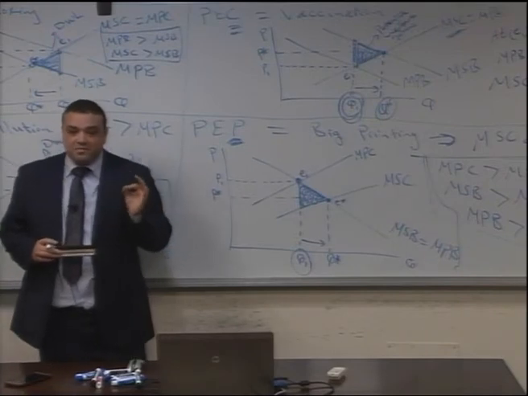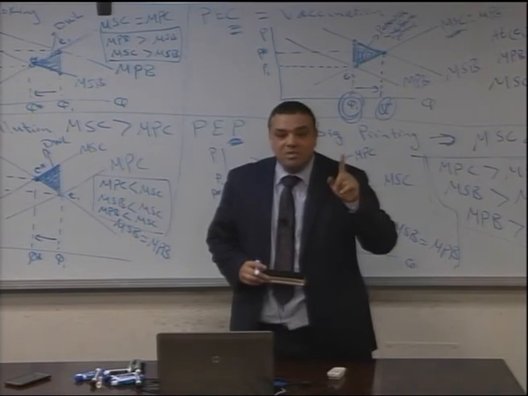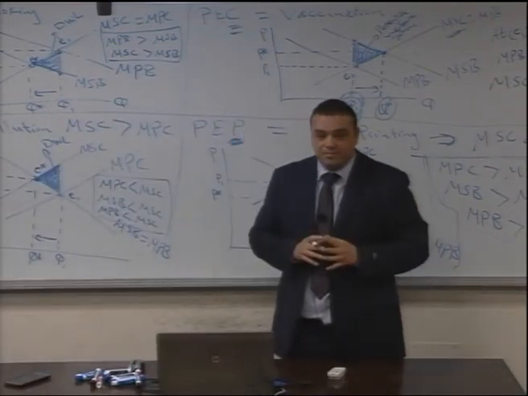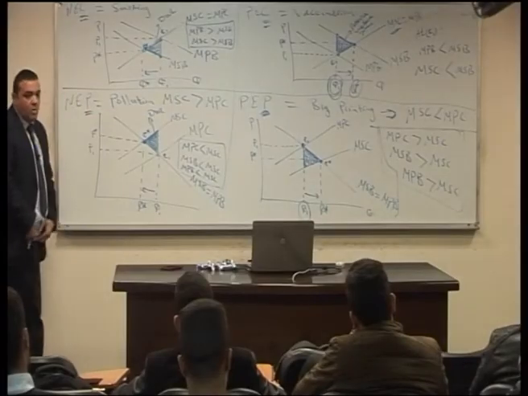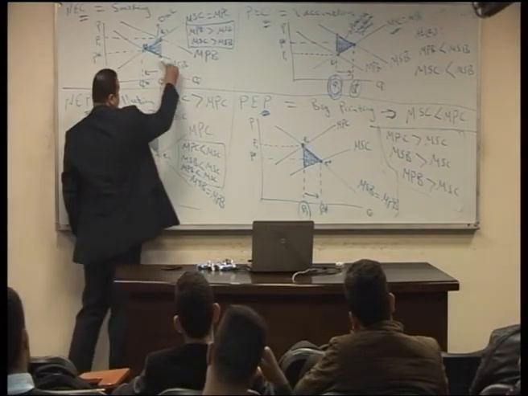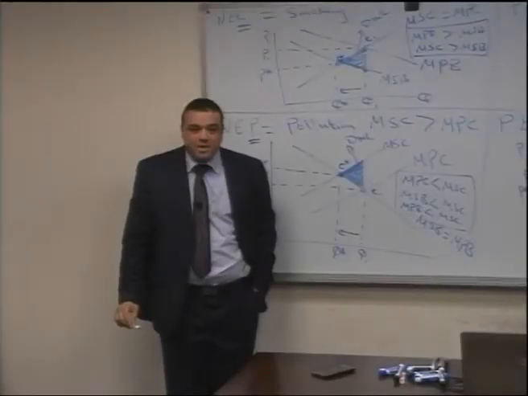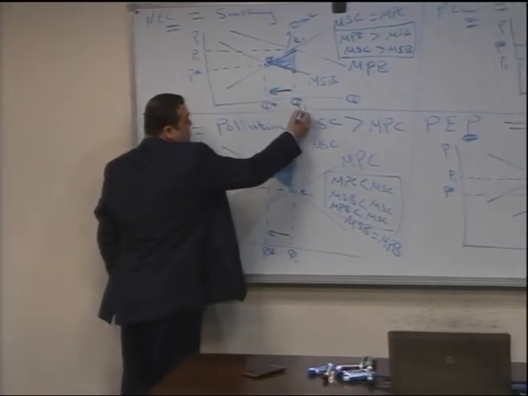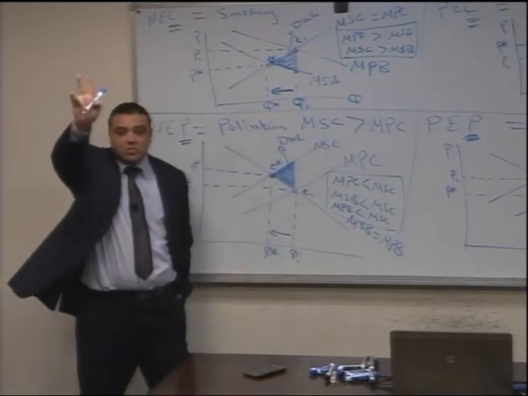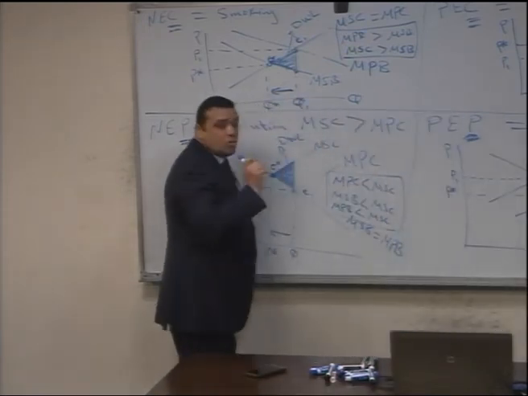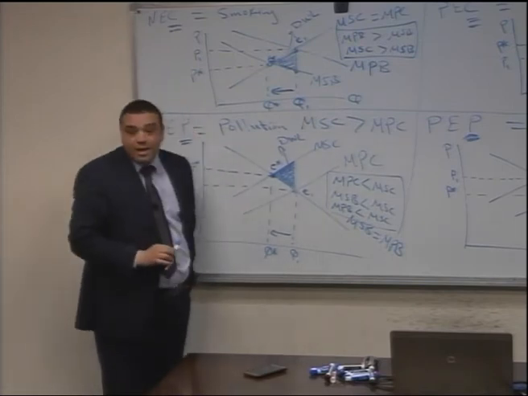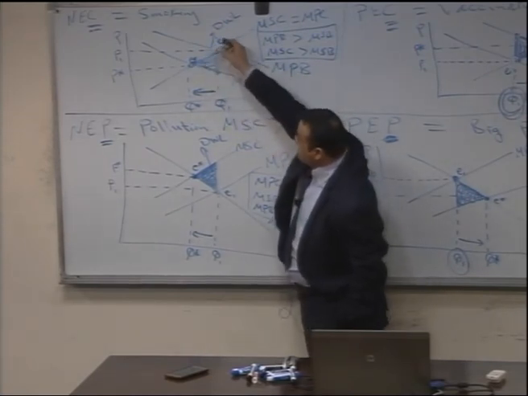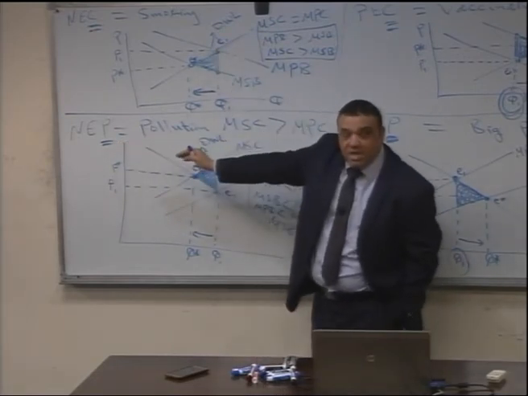How could the government intervene in the four cases to get a solution, or to internalize, or to correct the situation, or to reach the social optimal point? In this case, where is the social optimal? At Q star. Here Q1 is the private equilibrium. How can the government intervene to internalize the situation or to decrease the quantity of cigarettes from Q1 to Q star? It has two options. It can control demand, a shift in the demand curve from marginal private benefits to marginal social benefits, which leads to a decrease in the quantity of cigarettes.